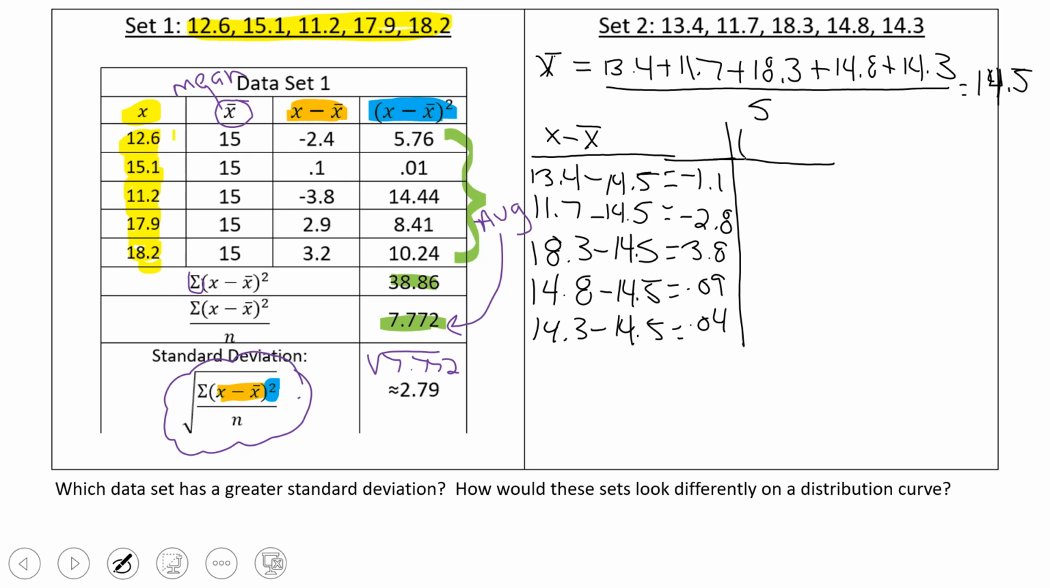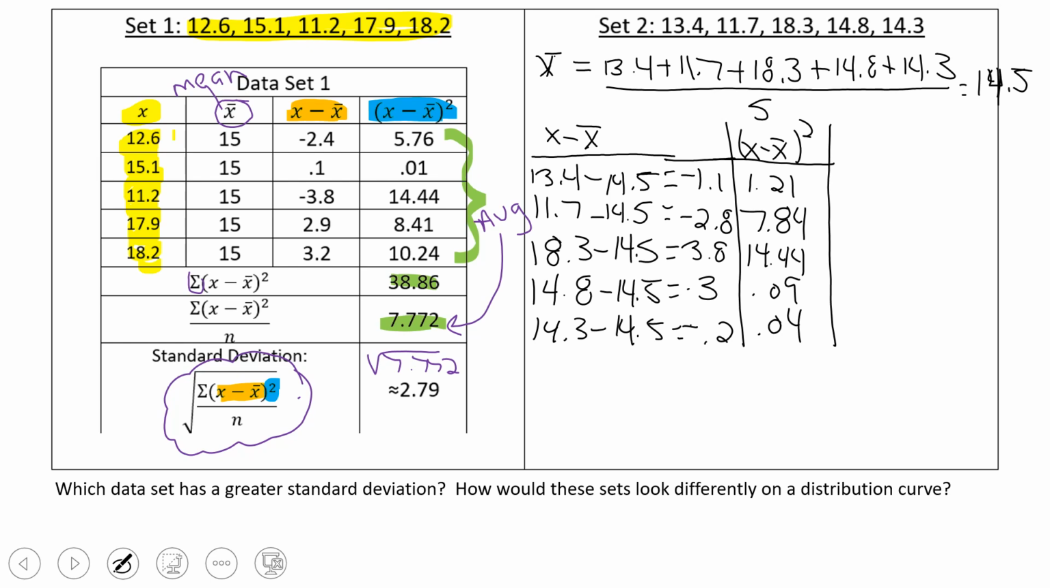Okay, now I'm going to square those values. Just grab a calculator. This is positive 1.21, 7.84, 14.44. Oops, hold on. I miscopied my own notes on those last two differences. This would be a 0.3 and a negative 0.2.